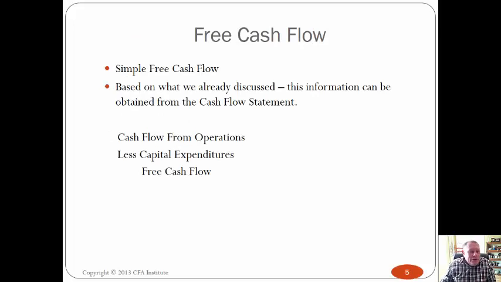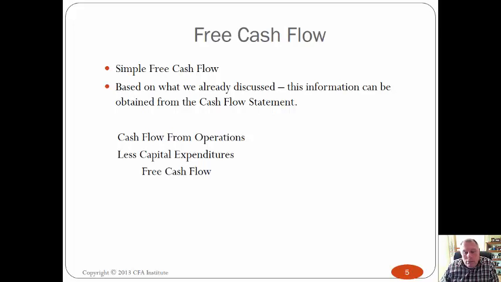Okay, there's 100 different ways to calculate free cash flow. I'm going to share with you 3 because each one of them does something unique. The first one is what I'll call simple free cash flow. It's based on what we already discussed, and information can be obtained directly from the cash flow statement. So it's cash flow from operations less capital expenditures equals free cash flow.